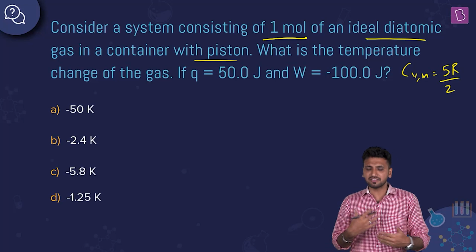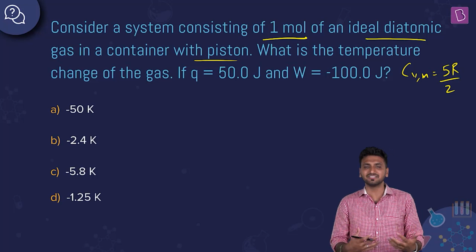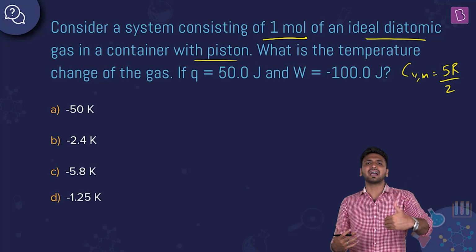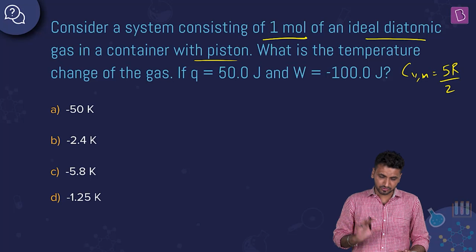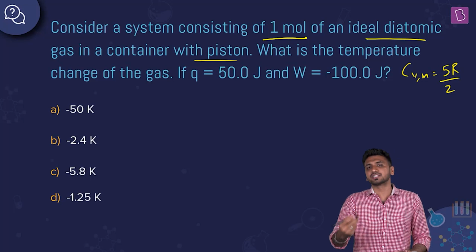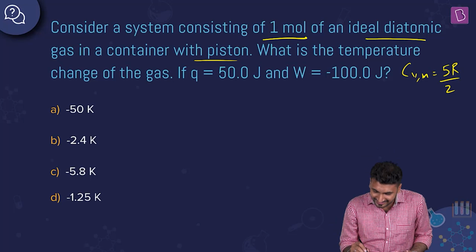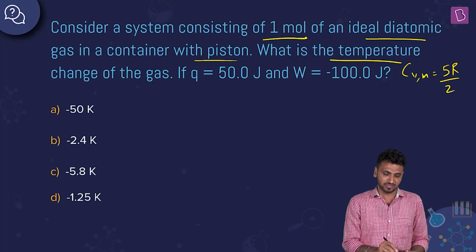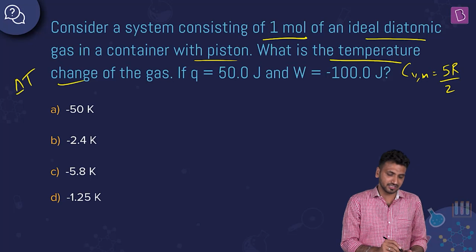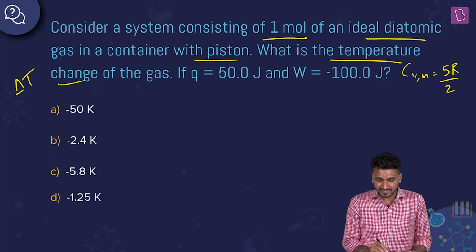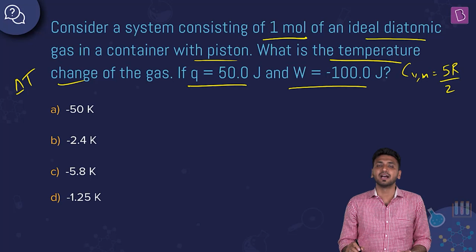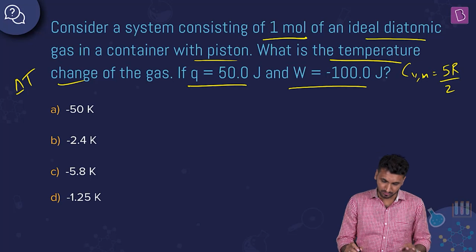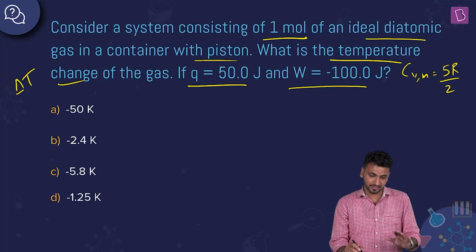You can even remember the value of CV and CP for mono, di and tri or polyatomic gases. Okay, this is sorted till here. The question says, what is the temperature change, that means delta T, of the gas if Q, the heat change, is 50 joule and work done is minus 100 joule.